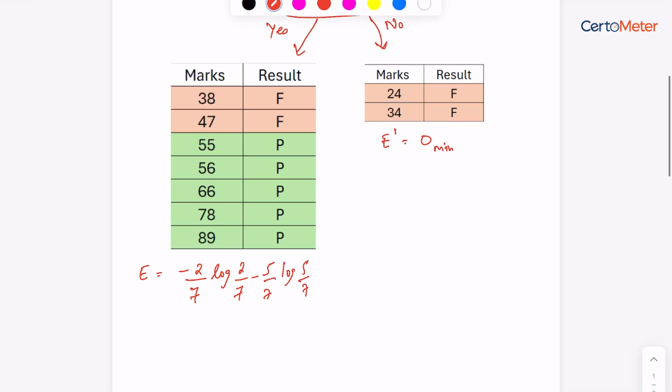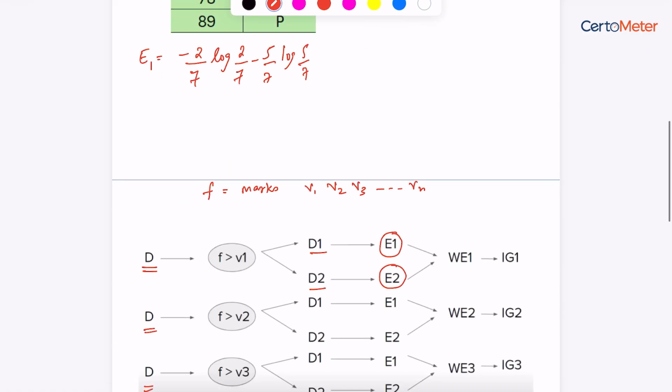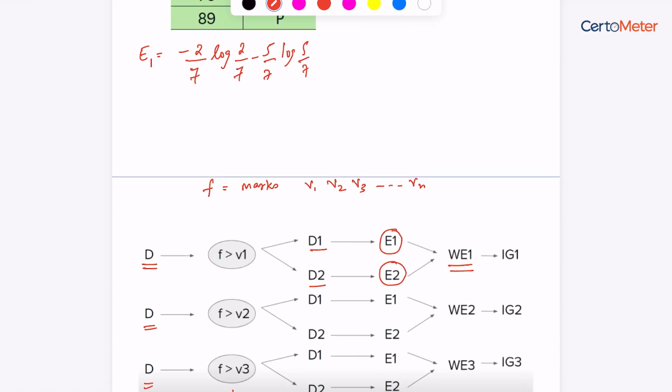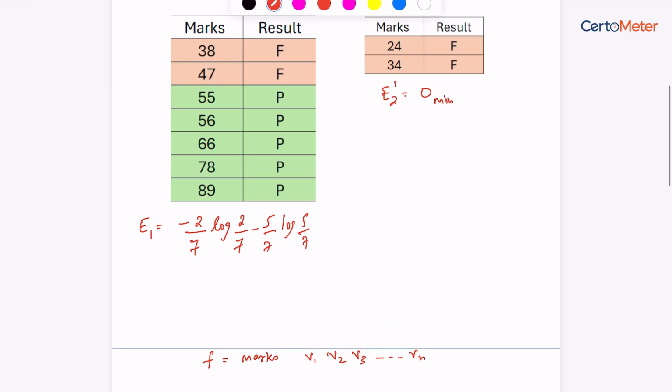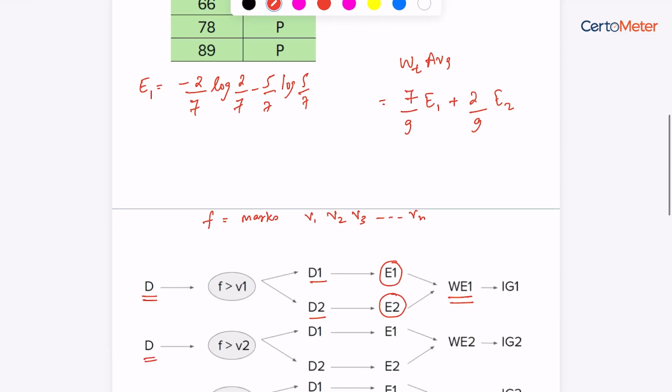For each of these data sets, like I calculated, I will be calculating the entropy values. So here also, for the first data set I got the entropy value as E1. For the second data set I got the entropy value as E2. And now I am going to perform the weighted average. If I have to calculate the weighted average value, how many data points are over here? 7 divided by total 9 into E1 plus 2 data points divided by 9 into E2. This is going to be my weighted average. And I am going to subtract this to calculate my information gain for this split.